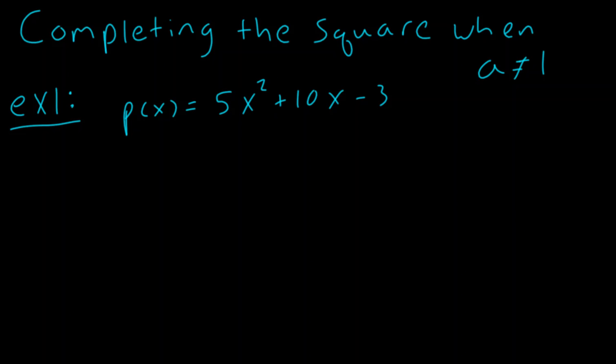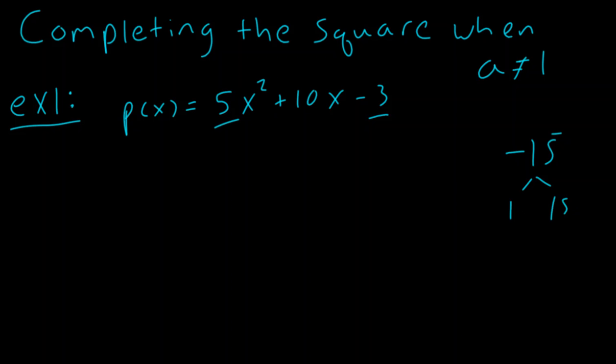Alright, and welcome to completing the square when a doesn't equal 1. Now for example 1, we have p of x is equal to 5x squared plus 10x minus 3. And if you were to try factoring by grouping this, you would say, okay, well 5 times negative 3 is negative 15, our a term times our c term. And then you would say, well, wait a second, what pairing of 15 has a distance of 10?